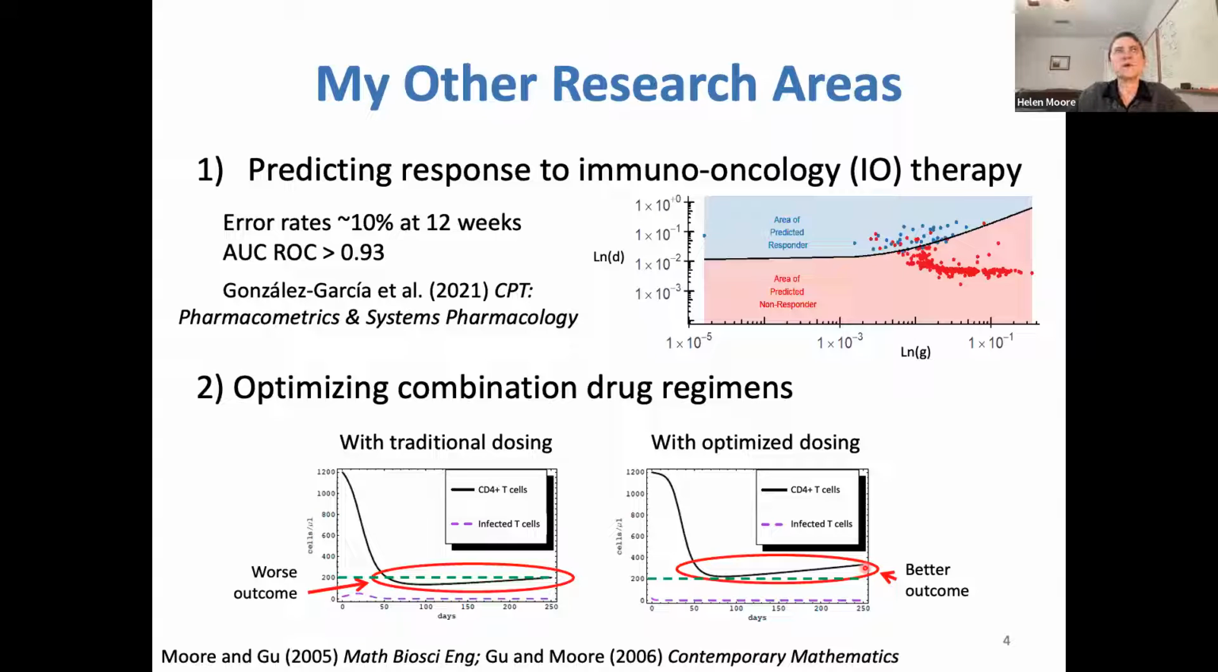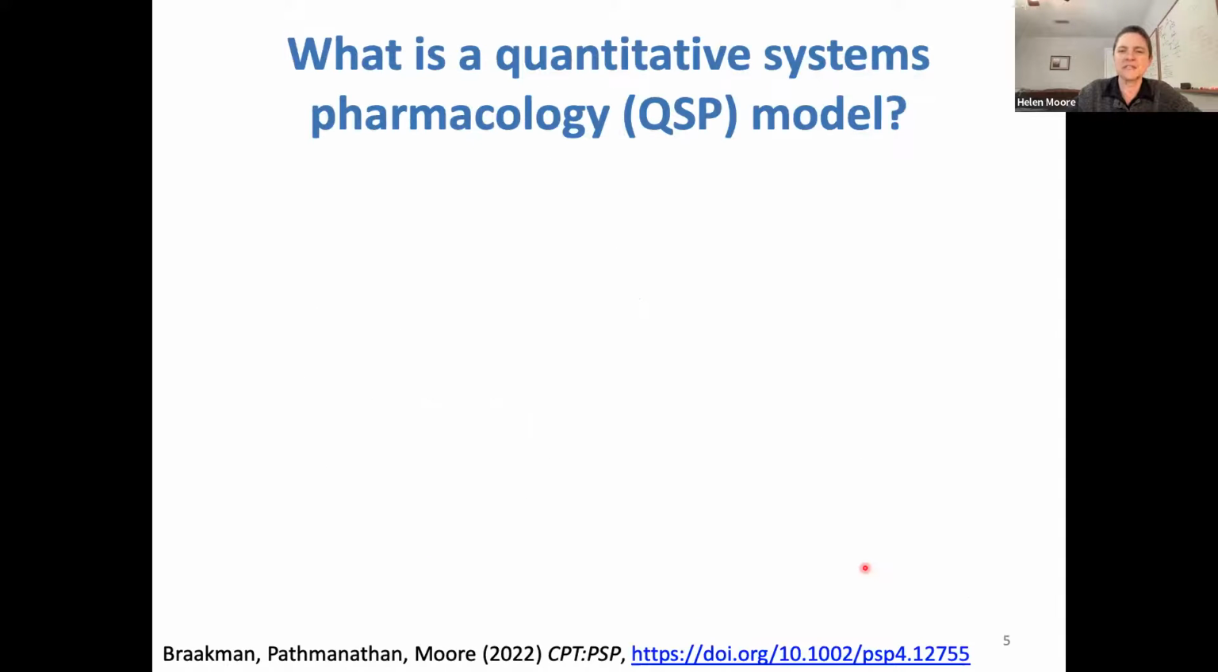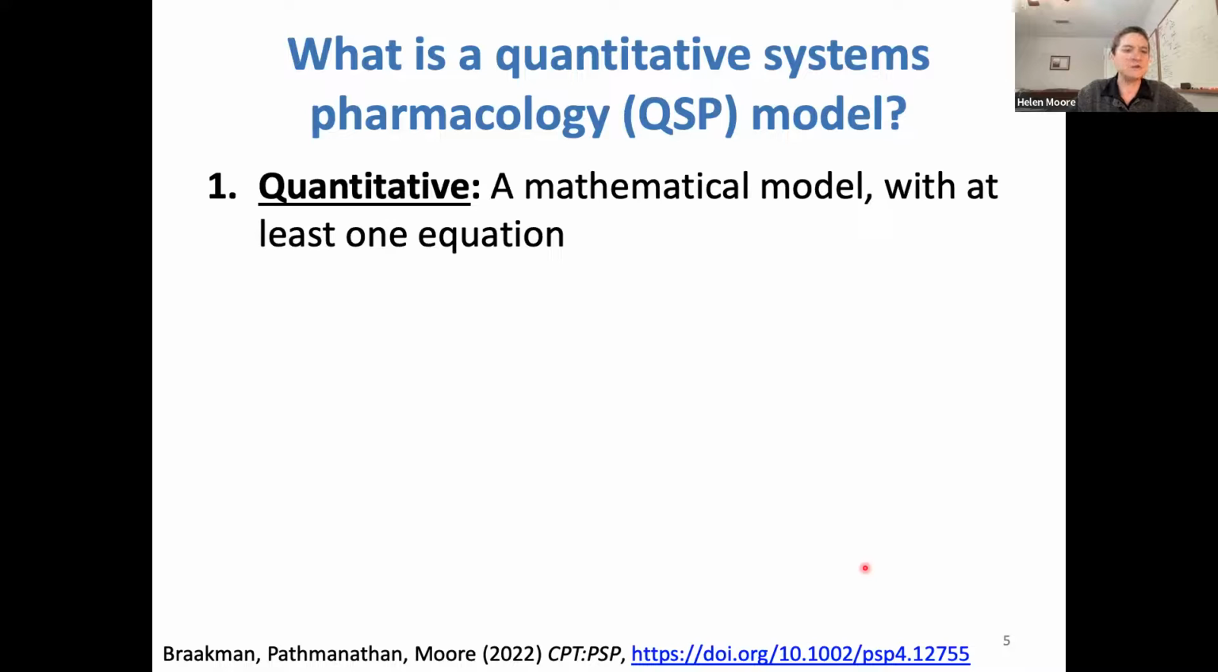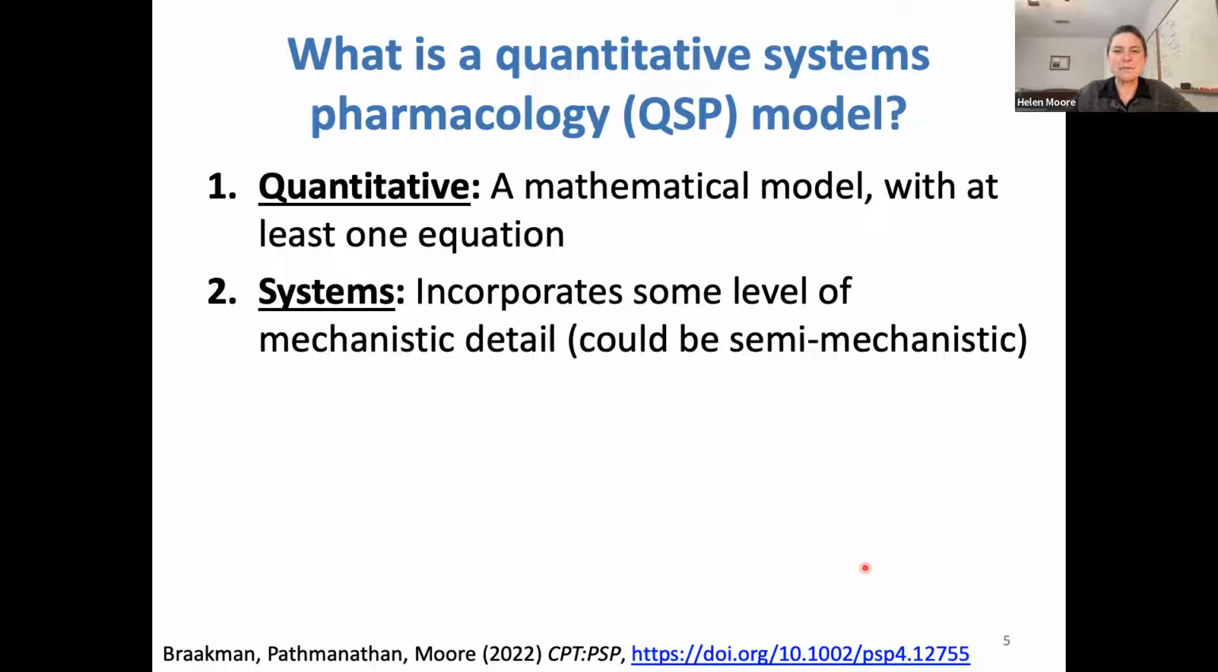And I'm also going to explain, because I use this terminology and in the paper we use it, I'm going to talk about a quantitative systems pharmacology model. And the quantitative piece refers to it being mathematical. So in our world, a mathematical model has at least one equation of any sort. And then a system is something that incorporates some level of mechanism. It can be semi-mechanistic, but it could be very, very mechanistic.